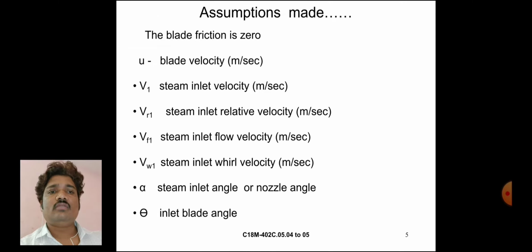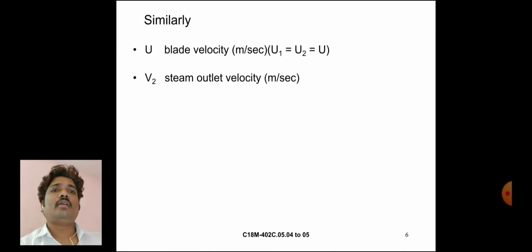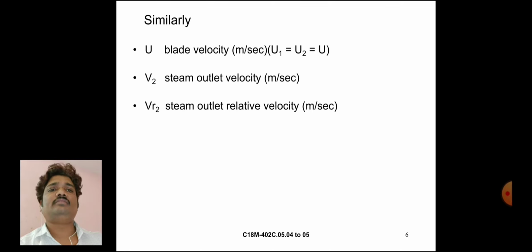Similarly, capital U is the blade velocity in meters per second, and U1 is equal to U2 is equal to U. V1 is the steam inlet velocity, V2 is the steam outlet velocity. VR1 is the steam inlet relative velocity, VR2 is the steam outlet relative velocity, in meters per second.